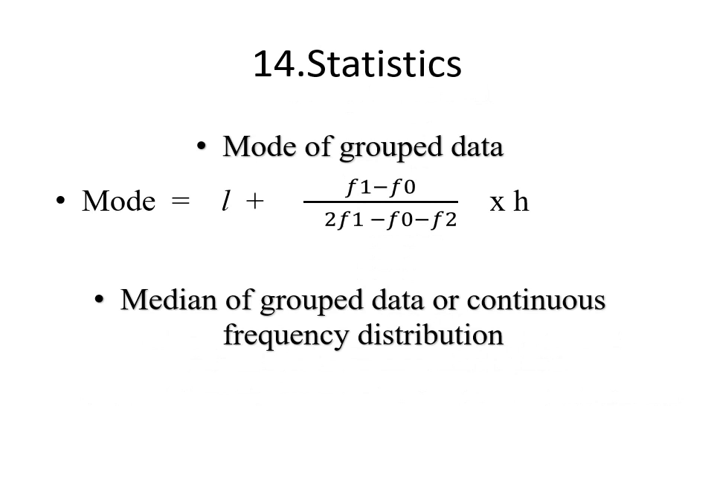Now my dear students, in the last session we have seen the formula of the mode of group data, and that formula is mode equals L plus (F1 minus F0) upon (2F1 minus F0 minus F2) into H. Today we are going to discuss the median of group data or continuous frequency distribution table.